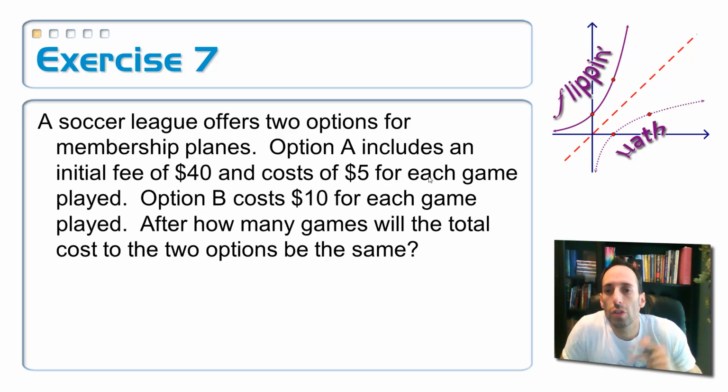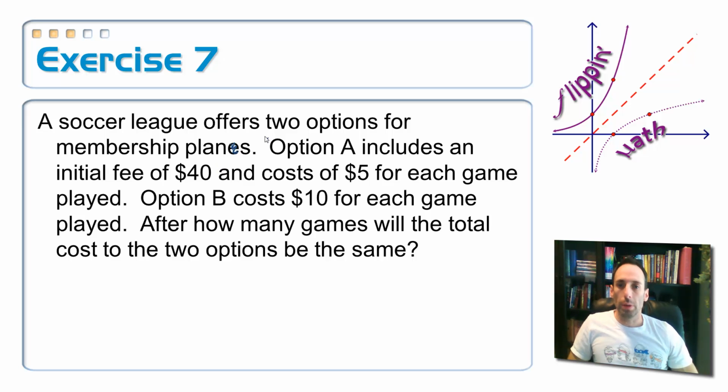A soccer league offers two options for membership plans. Anyway, option A includes an initial fee of $40 and costs $5 for each game played. Option B costs $10 for each game played. Just no startup fee, just $10 per each game. After how many games will the total cost of the two options be the same?